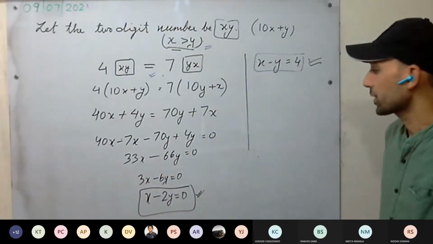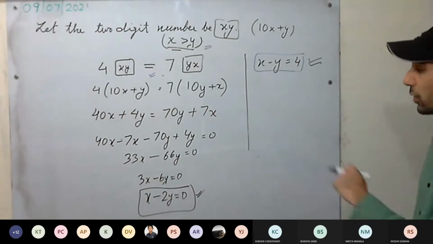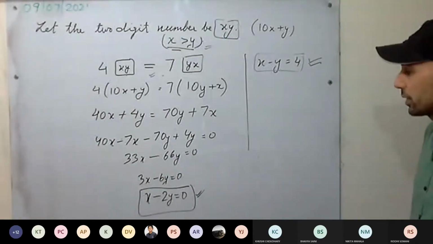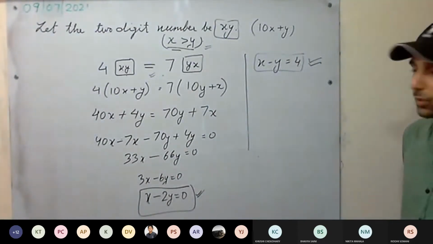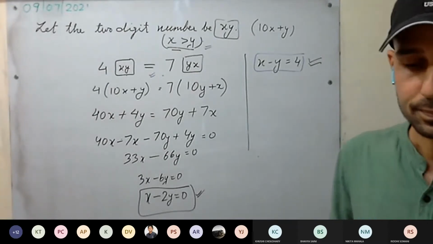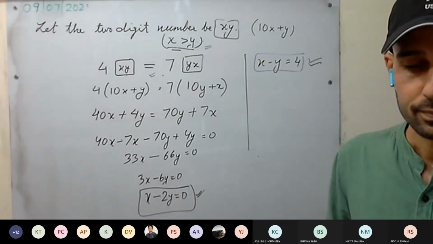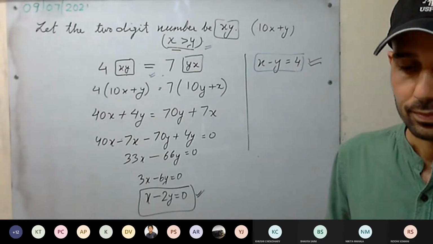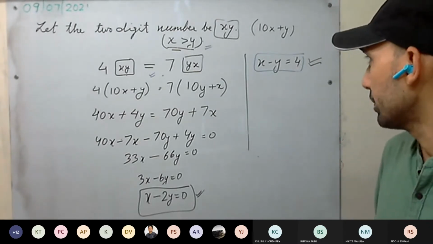Okay, solve these two equations. You can easily solve them. We can eliminate x and separate the equations. We can solve for y first, then for x. Solve them.